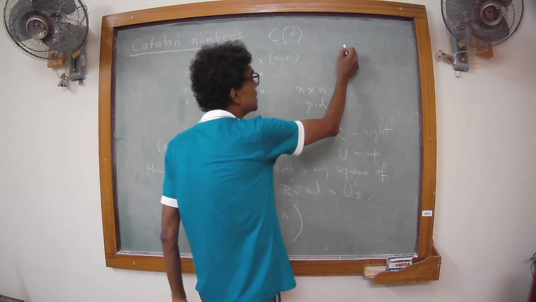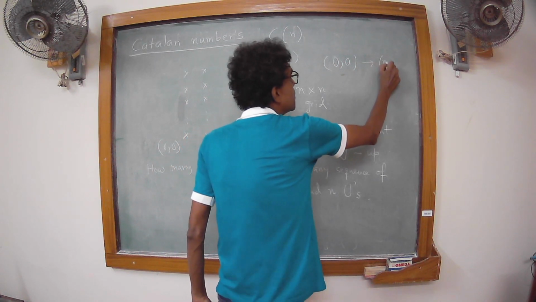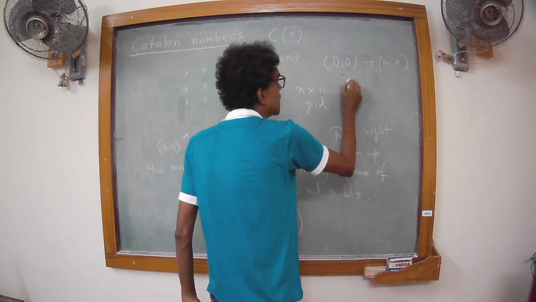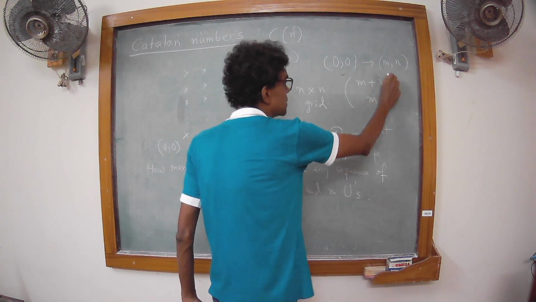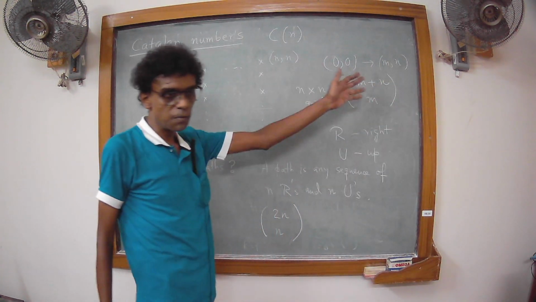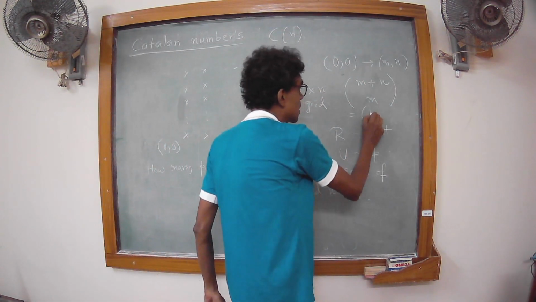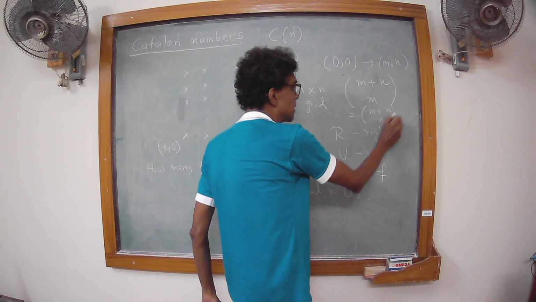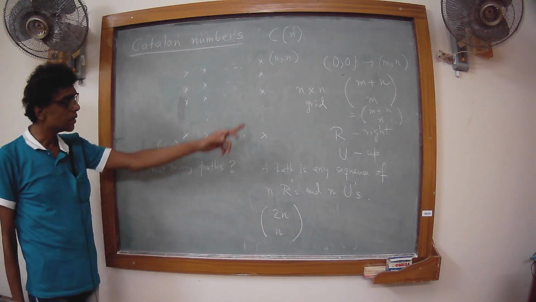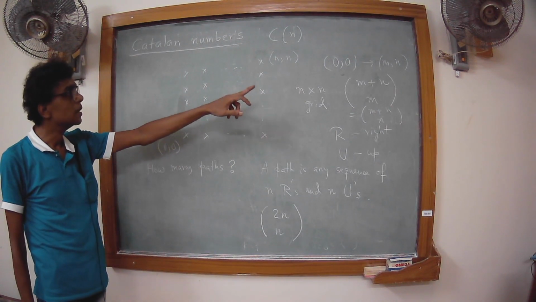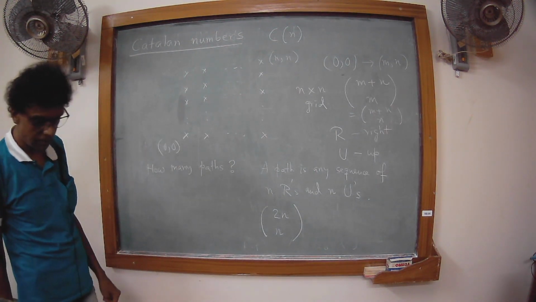In general, if I go from 0, 0 to m, n, I will have a total of m plus n movements, and I have to choose the positions of right movements among them, which is m plus n choose n. I will soon use this result, the general m, n case.